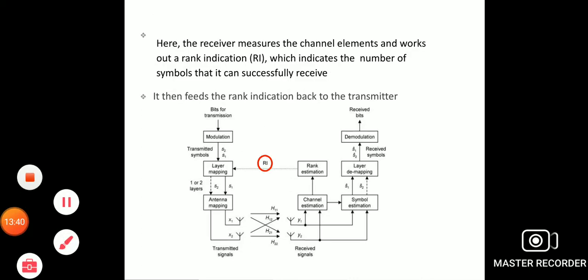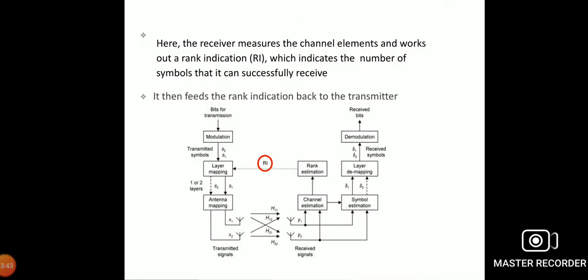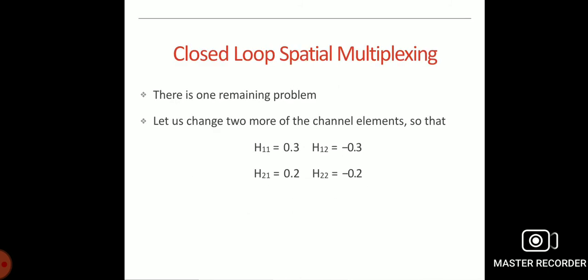So, in order to do this, from the receiver measurements the channel elements are worked out into a rank indication, which indicates the number of symbols that can be successfully received. That is the weighting coefficient and weighting factor of each individual received antenna system. So you can feed the rank indication back to the transmitter side, that is the layer mapping side, and also to the receiver rank estimation side. Okay, so now we can move to another topic, closed loop spatial multiplexing.